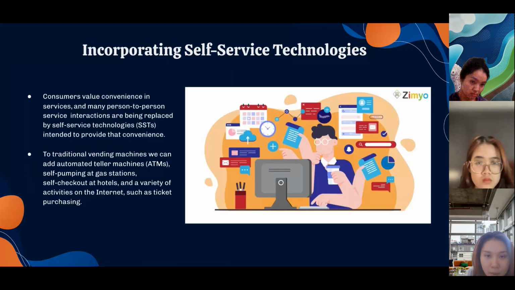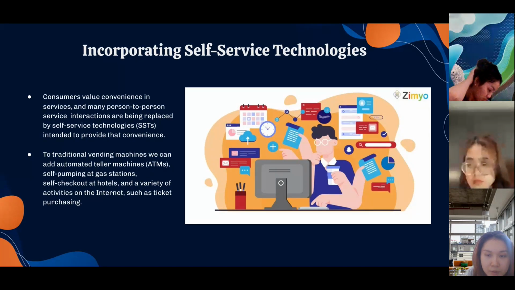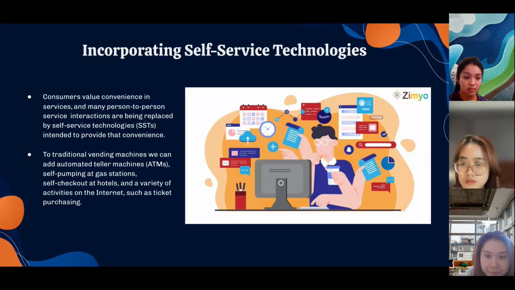Next is incorporating self-service technologies. Consumers value convenience in services, and many person-to-person service interactions are being replaced by self-service technologies intended to provide that convenience. For example, ATMs, self-pumping at gas stations, self-checkout at hotels, and a variety of activities on the internet, such as ticket purchasing.